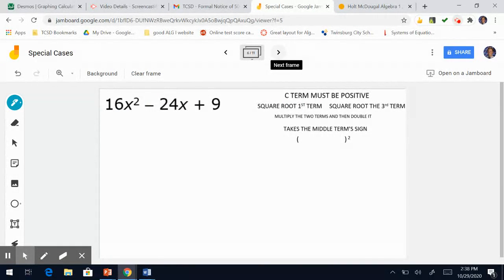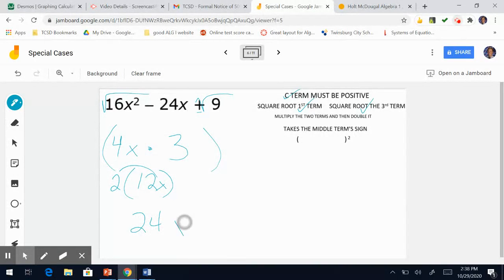C term must be positive. Check. Right here. Square root of the first term. Boom. 16x squared. Square root of 16 is 4. Square root of x squared is x. And that's going to be my first part that I'm going to double here. What's the square root of 9? 3. So now what do I do with parentheses? Multiply the two terms. I get 12x. And now I'm going to double it, so multiply it by 2. 2 times 12 is 24x. That should give me my middle term.